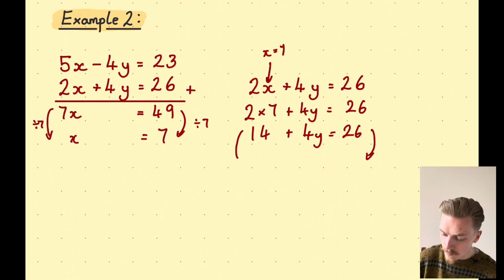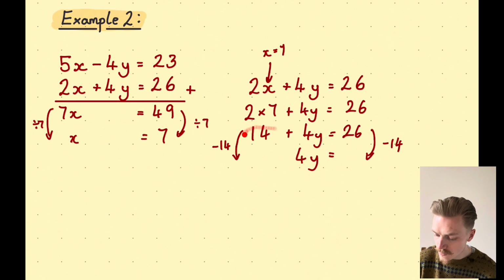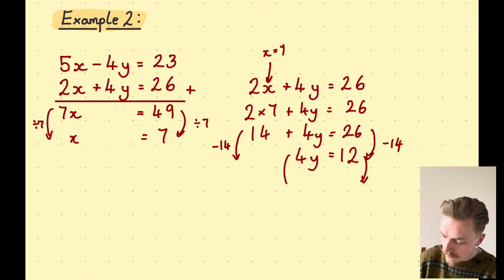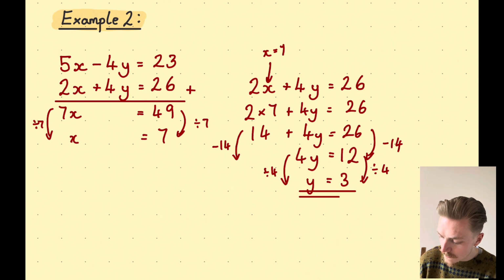So for me, it makes most sense to subtract 14 from both sides first, which would get me 4y, because this has vanished over here. This has been cancelled out by the takeaway 14. 4y is 12, and then I can divide by 4 to find y equals 3. So that is the second part of my answer.